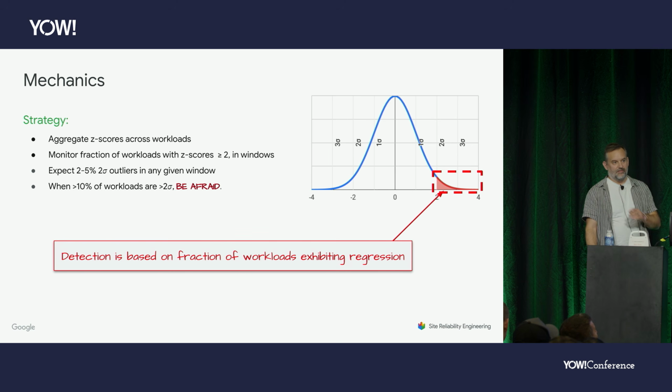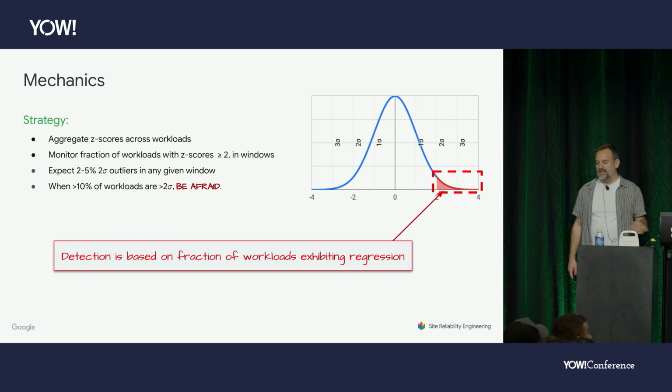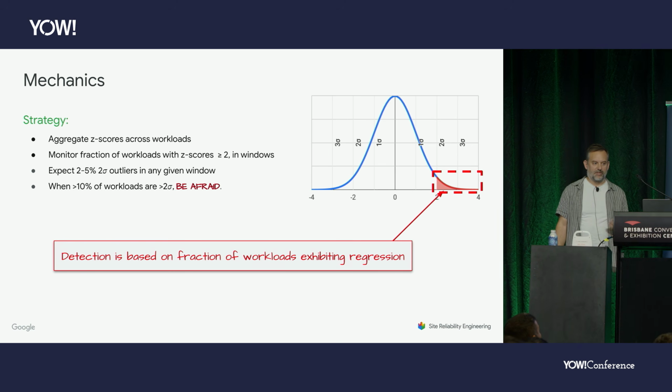And the detection, again, like the SLO equivalent, if you like, is the proportion of workloads that are exhibiting some kind of latency regression.